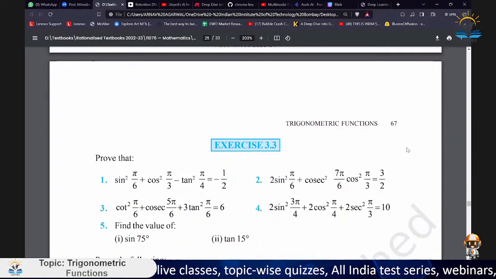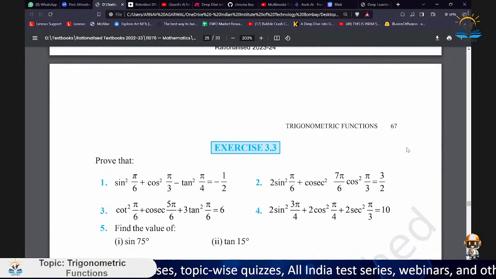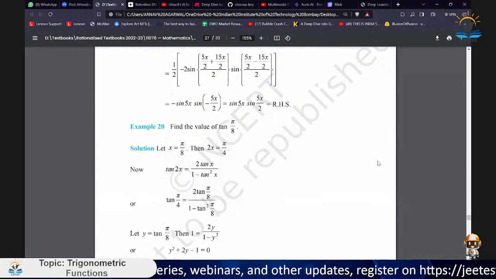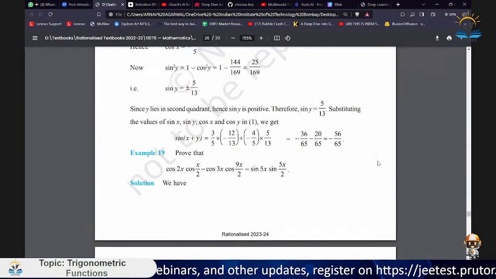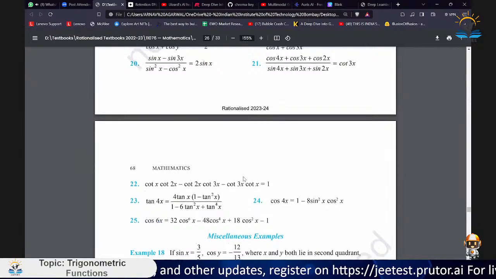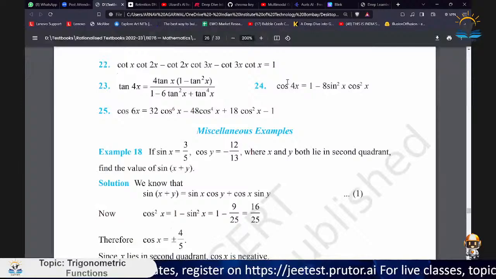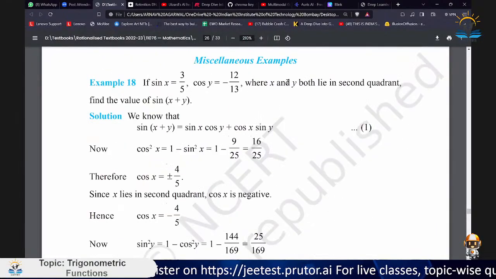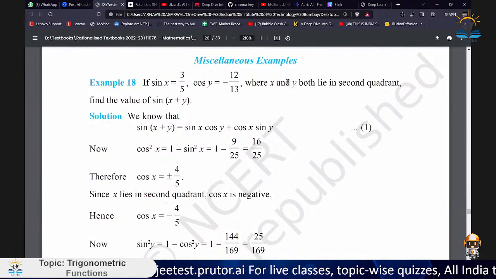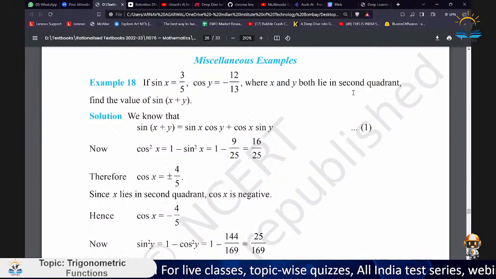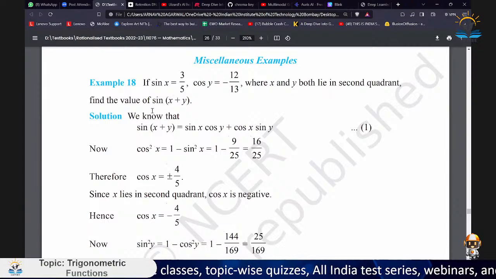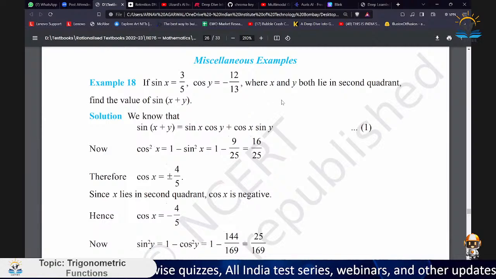Okay. So now I guess we have reached the end of the theory part of the chapter. Let's start with the miscellaneous examples. So example 18. If you're given the value of sin x and cos y, and you're also given that x and y both lie in the second quadrant, they're asking you to find the value of sin (x plus y). This is kind of a straightforward question.